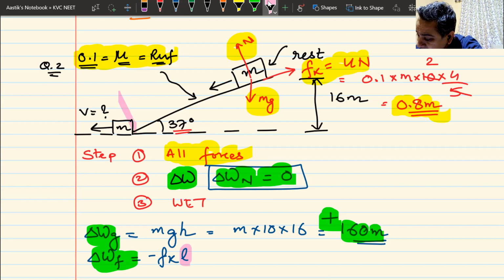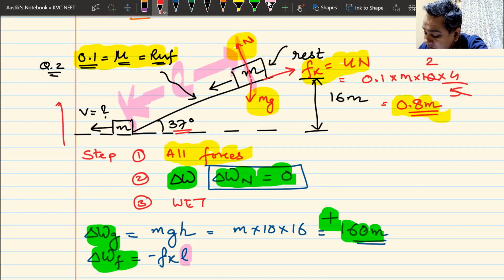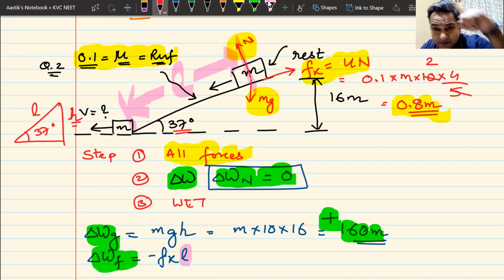This L is nothing but the distance it has moved. This distance is your L. I hope you can see it. It's very big. And how do I get this distance? This is very simple. You just have to look at this triangle. This is H, this is L, and this is 37 degrees. We have done it before also. This is H, the opposite height.